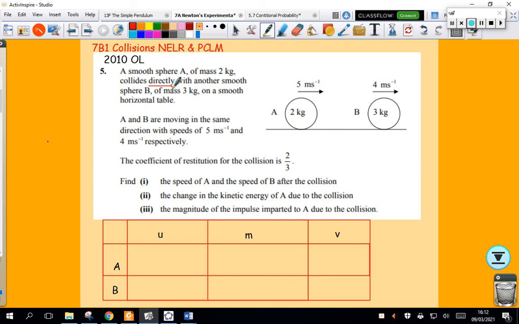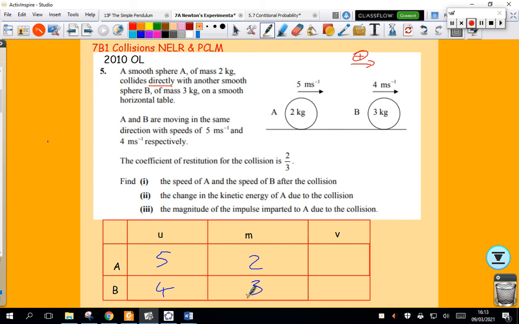So I'm going to say they're both moving right. I'm going to say this is right positive. A is moving faster at 5, B is moving slightly slower at 4, but both moving to the right means both of them will have initially positive velocities. So the initial velocity for particle A will be positive 5, and the initial velocity for particle B will be positive 4. The mass for particle A is given as 2, and the mass for particle B is given as 3.